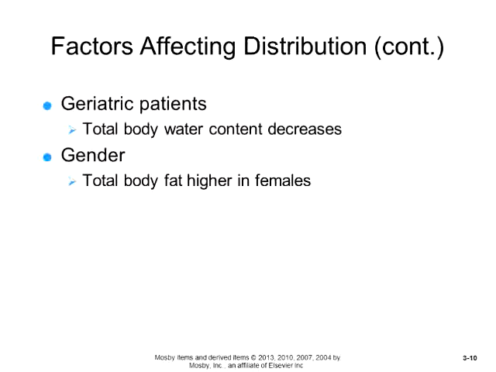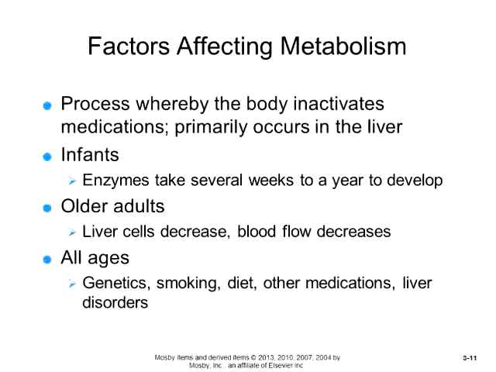I think we've pretty much said everything we can about distribution. Let's move on to metabolism. Of course, metabolism has to do with the liver, which is our biggest organ for that. It's the process where the body inactivates the medications, primarily in the liver. In infants, enzymes take several weeks to a year to develop. In older adults, the liver cells decrease, and blood flow decreases. And in all ages, genetics, smoking, diet, other medications, and liver disorders are going to affect the metabolism of the drug.